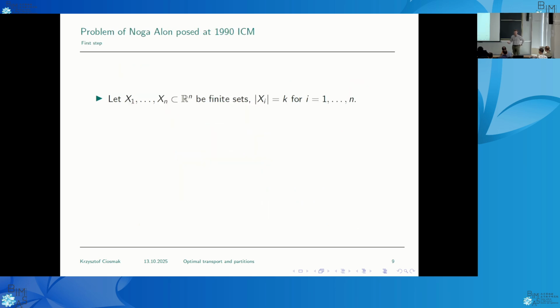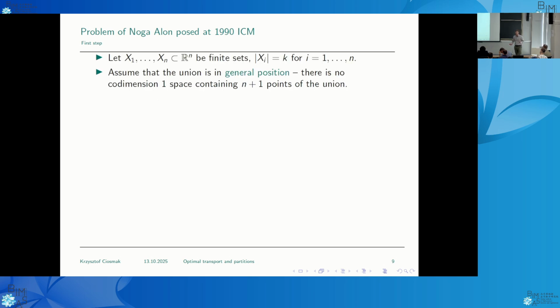All right, so to approach this problem, perhaps one should first start with the very basic problem that I started at the beginning and look at its generalizations. These generalizations were considered by Noga Alon. He proposed in 1990 the following problem. Suppose we have n sets in R^n, all finite and of the same cardinality. We assume that they are altogether in general position, so that no n+1 points lie on a codimension 1 subspace.